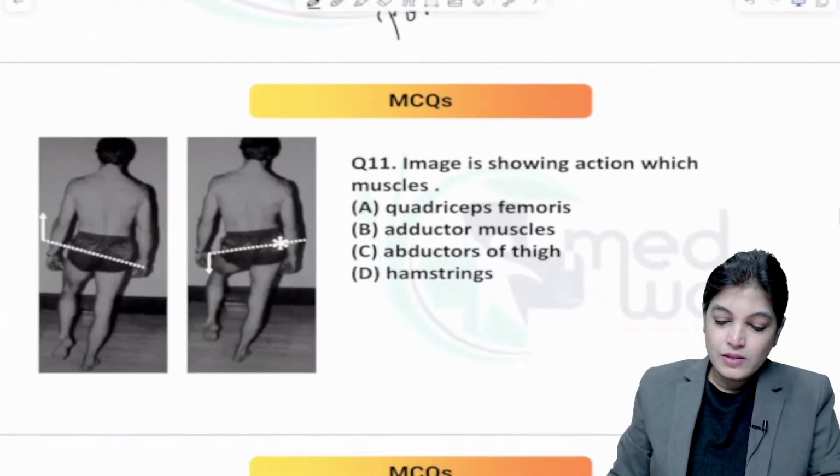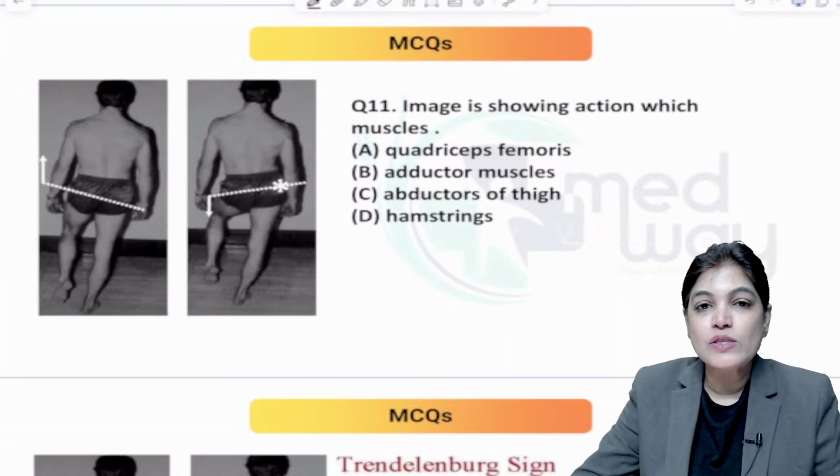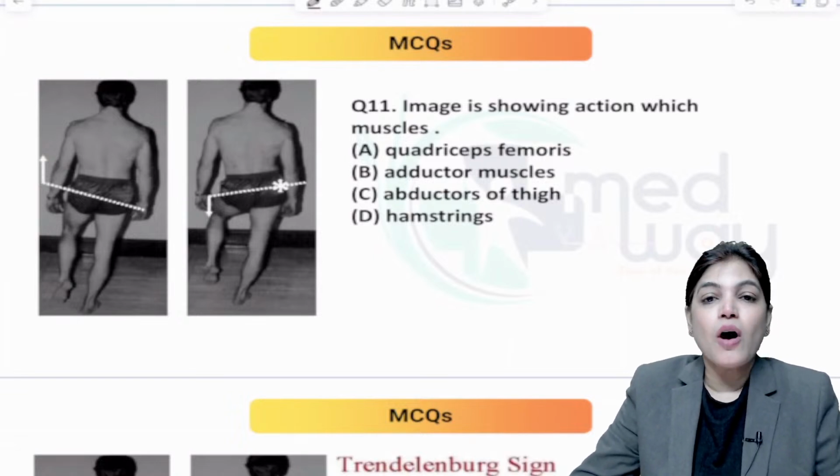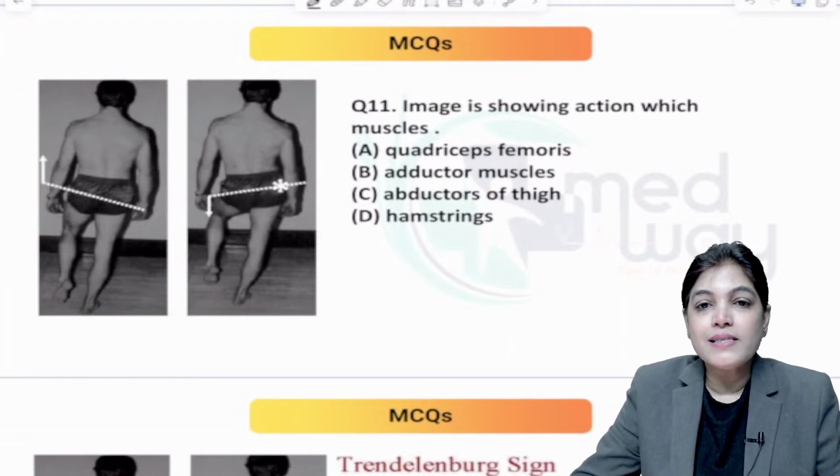Now let us discuss the next question, that is question number 11. The image is showing the action of which muscle? The options given here are quadriceps femoris, adductor magnus, abductors of the thigh, and hamstring muscle. So we have four options here.